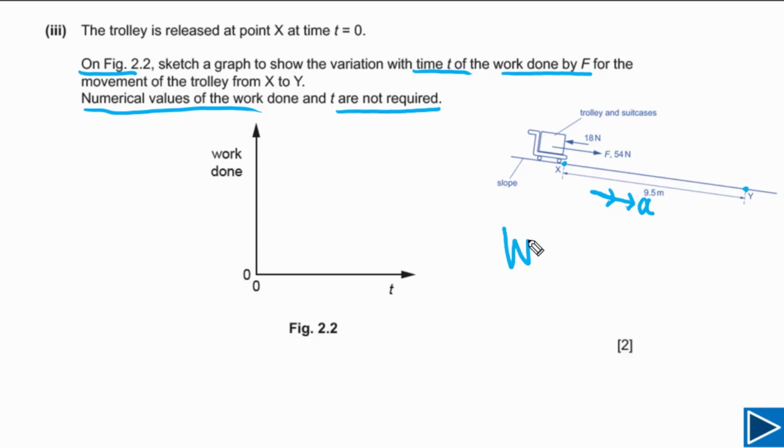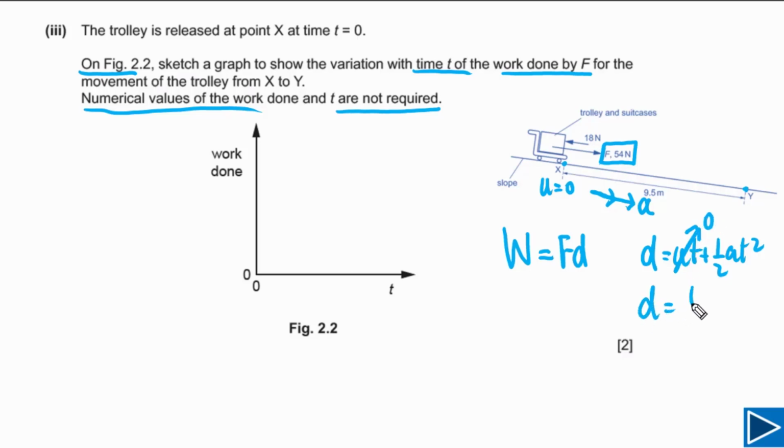The question is asking us to find the relationship between work done and time. In this case, F is constant, meaning the magnitude of this force is not changing, but the displacement is increasing with time, and displacement is equal to ut plus 1/2 a t squared. This trolley started from rest, so u is equal to 0. So simply we can say this term will be equal to 0. Then we can write down d is equal to 1/2 a t squared. Now simply we can replace d here with 1/2 a t squared.